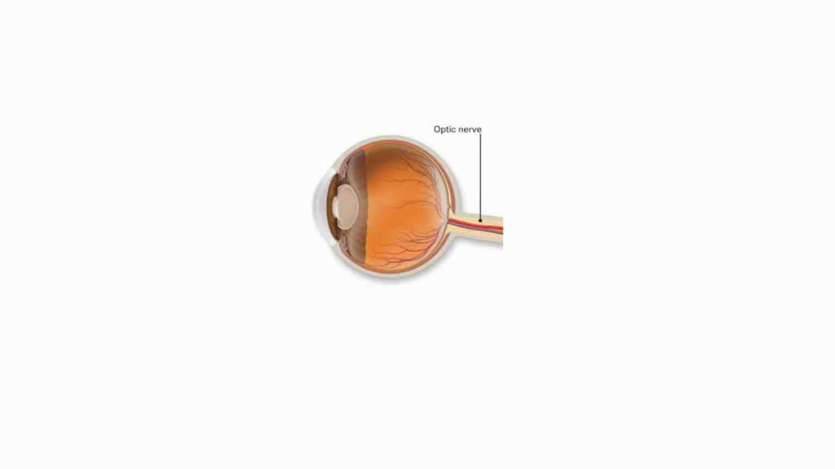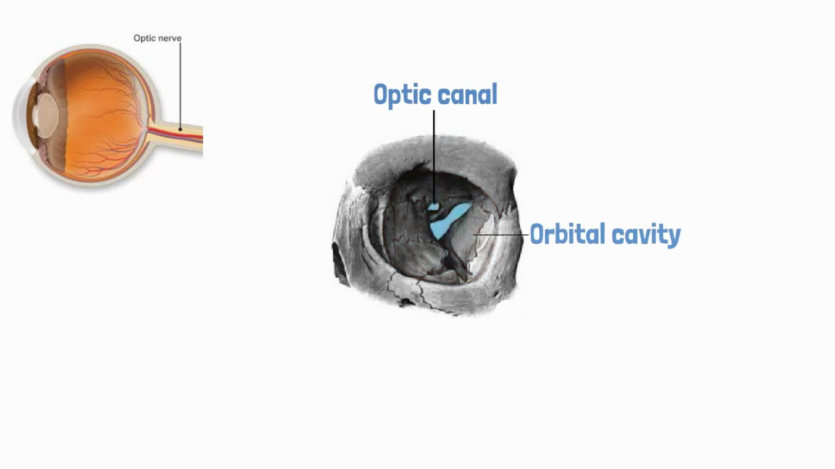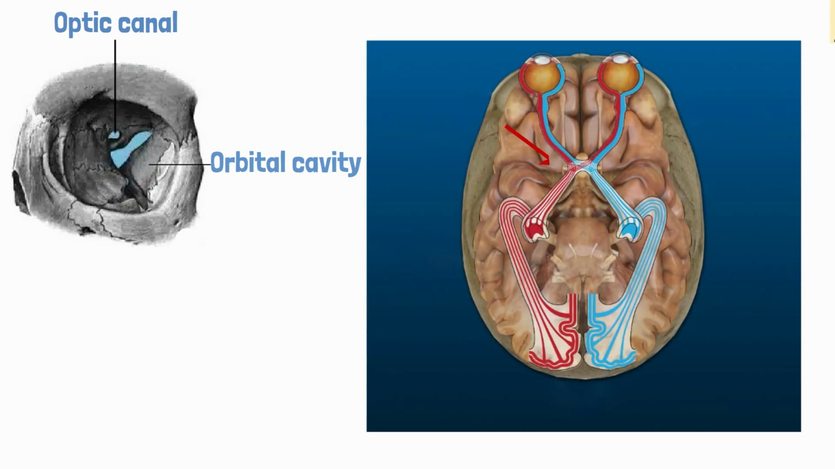The optic nerve is a bunch of neurons that leave the orbital cavity through the optic canal, going further posteriorly in the brain and combine with the optic nerve of the opposite side to form the optic chiasma. The optic chiasma is basically the part of the brain where the two optic nerves, the nerve of the right eye and the left eye, cross with each other.